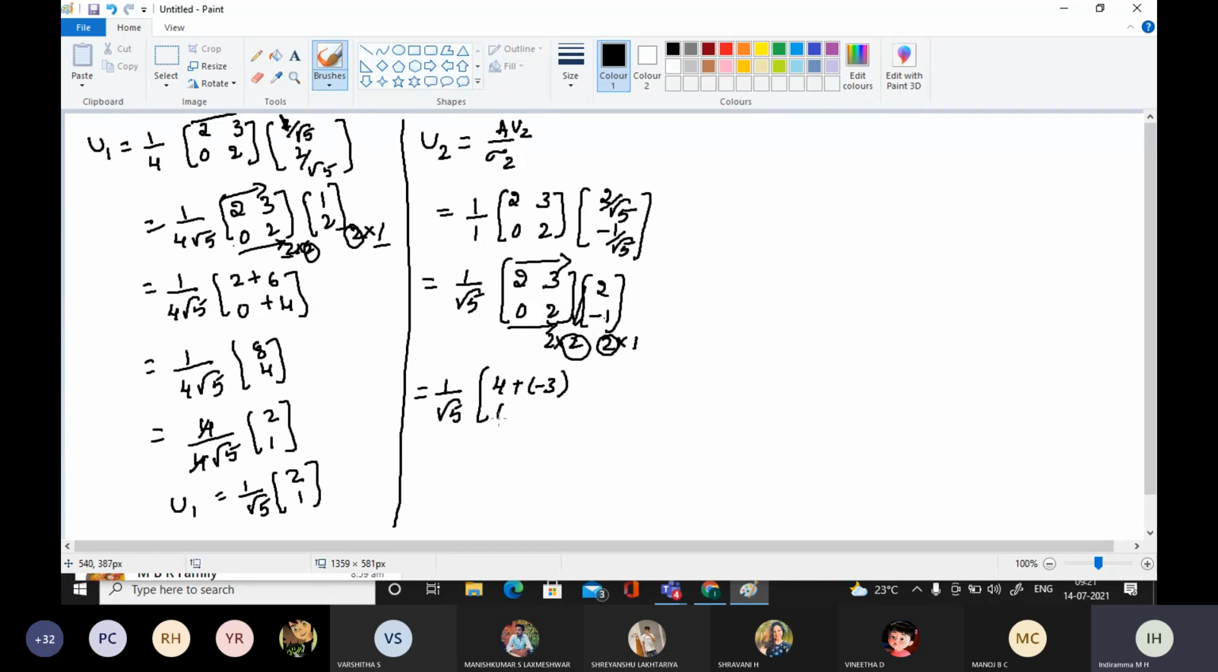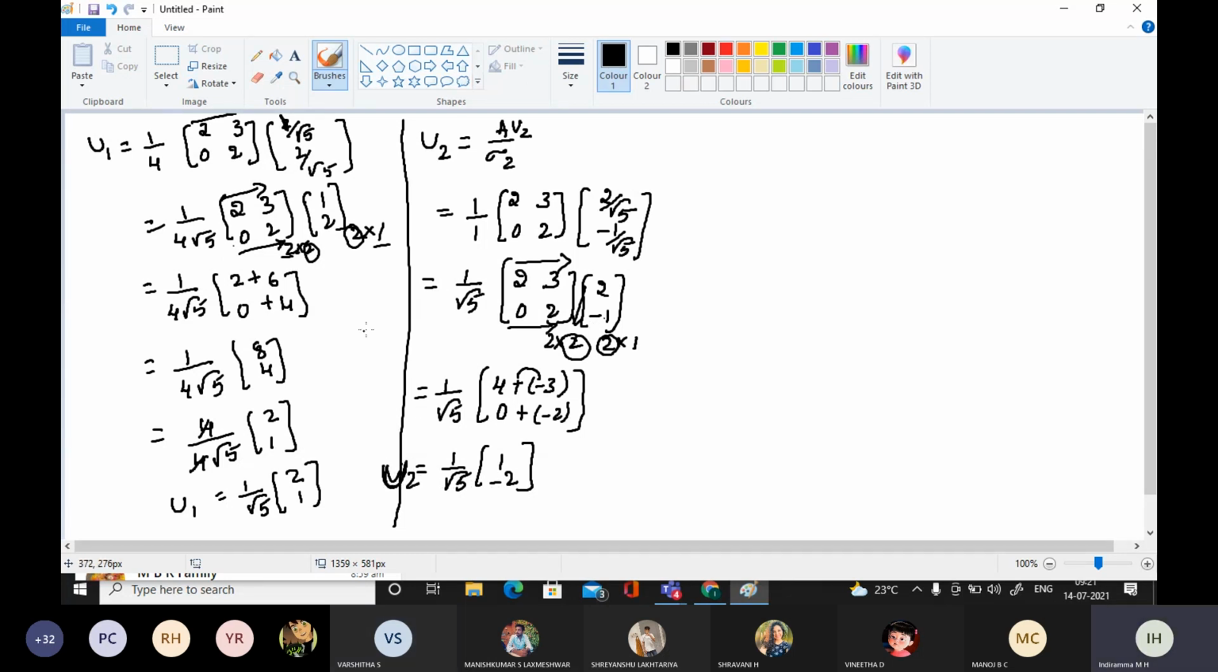Next, second row, first column. 0 into 2 is 0, plus 2 into minus 1 is minus 2. So 1 by root 5 into (4 minus 3, minus 2). 4 minus 3 is 1. So it is minus 2. We got U2. Is it clear?